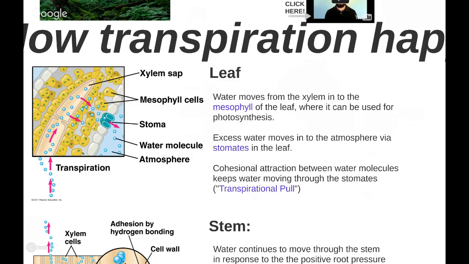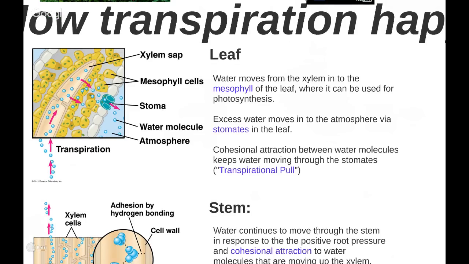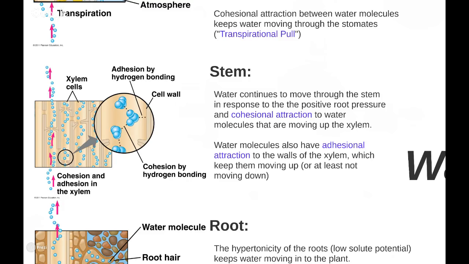In the stem, water is not being used for photosynthesis in most cases, but we're still pulling at that water molecule through the process of cohesion. The xylem cells are filled with water, and those water molecules are attracted to each other through the hydrogen bonding that water exhibits, and that kind of keeps water all stuck together. We also have the adhesive property of water, where water sticks to the xylem cell walls, which doesn't really help them move up, but it basically prevents them from moving back down.